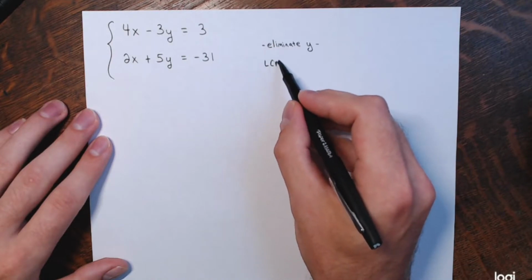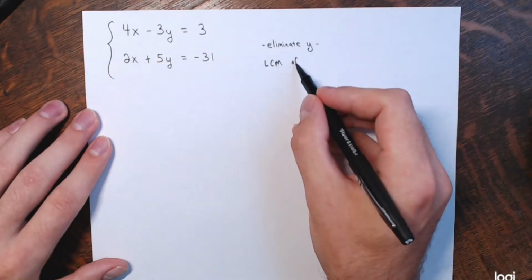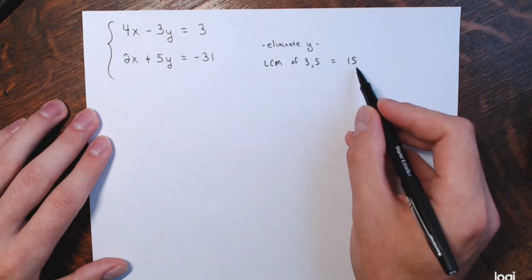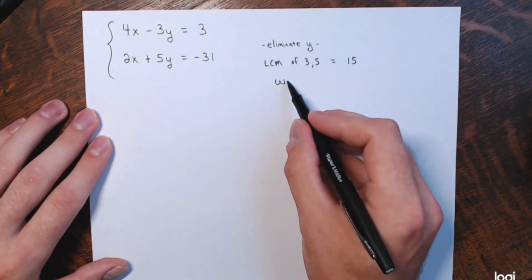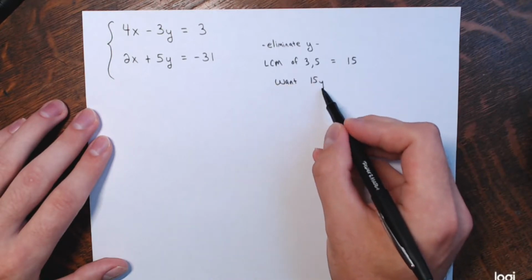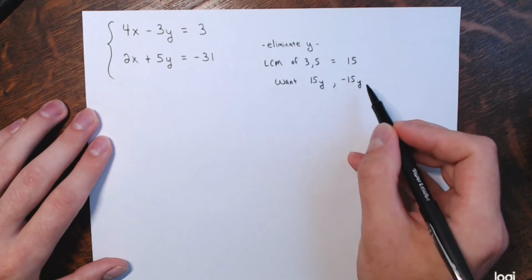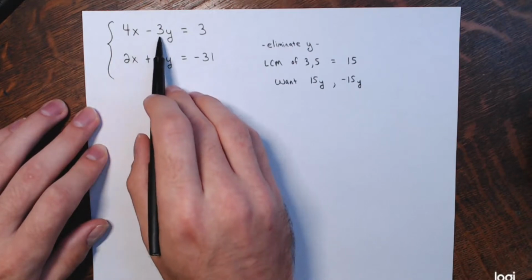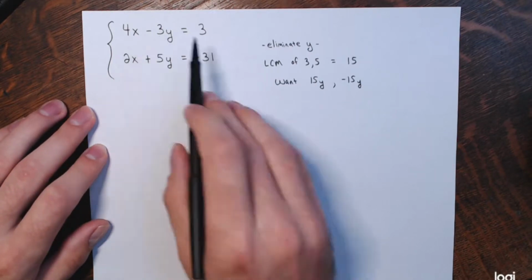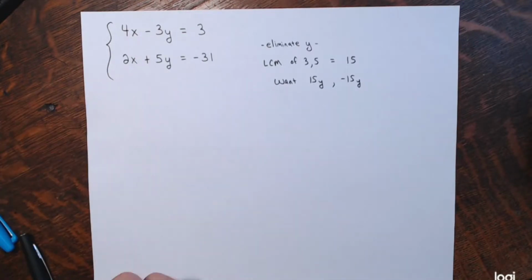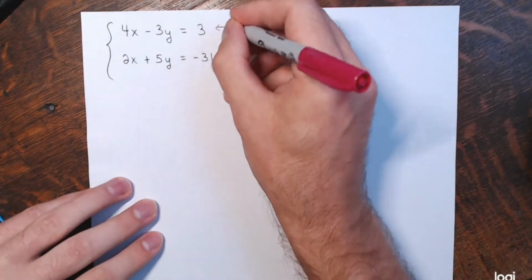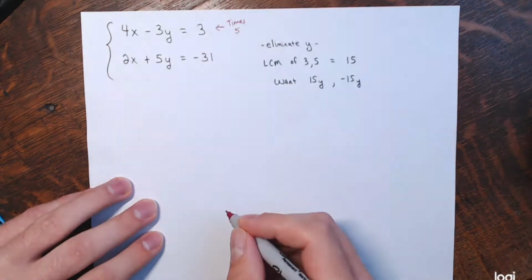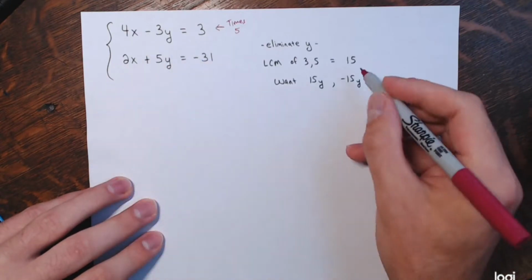Now the least common multiple of 3 and 5 is 15. That's the smallest number that both 3 and 5 go into. So that means I want 15y and negative 15y to show up in these equations. So the first equation has negative 3y. Now I could turn that into negative 15y by multiplying by 5. So the first equation, I'm going to write, times 5. I'm going to multiply everything on both sides by 5. That'll give me the negative 15y.